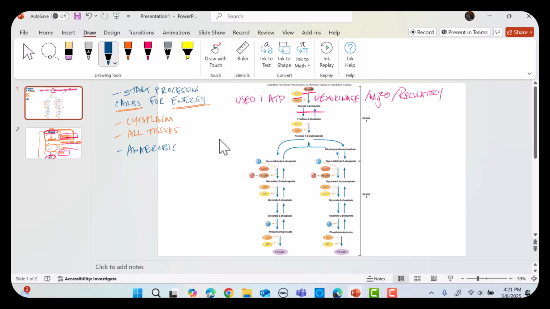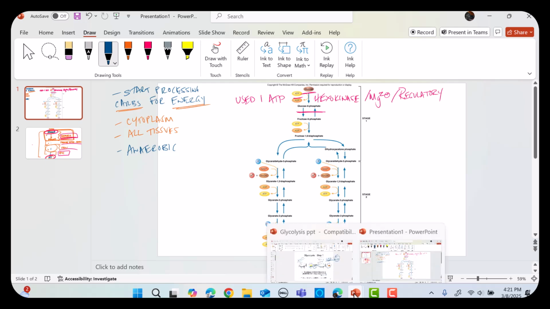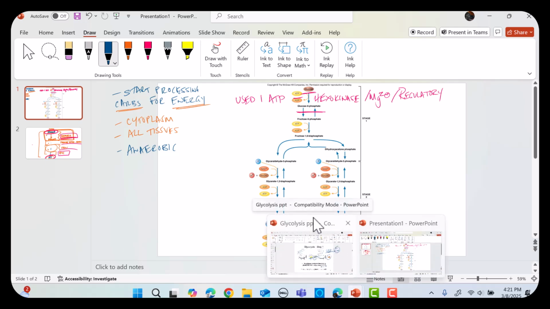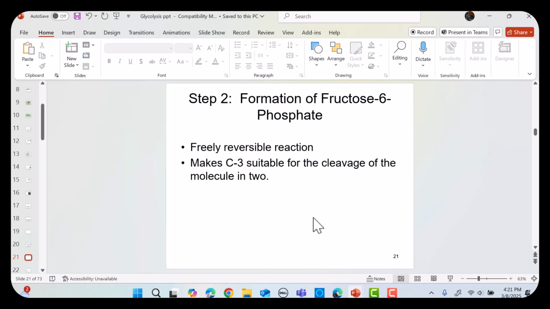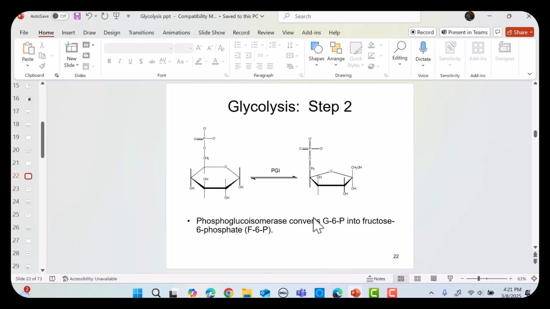Okay, so let's keep going. Okay, so next reaction. We're going to convert glucose 6-phosphate to fructose 6-phosphate. So my glucose 6-phosphate, and I'm going to convert it to fructose 6-phosphate. Safe to abbreviate F's and P's. What I'm going to do is I'm going to make an isomer. I'm going to rearrange the molecule.